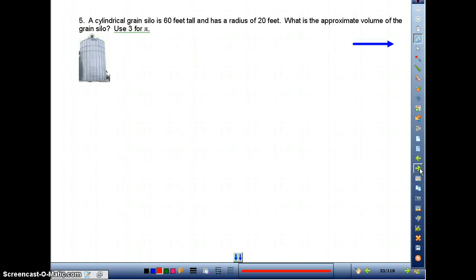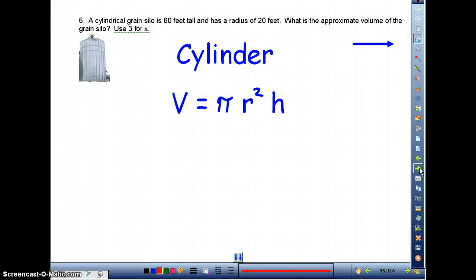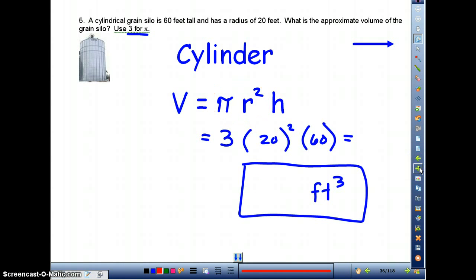Number 5, a cylindrical grain silo is 60 feet tall and has a radius of 20 feet. What's the approximate volume of the grain silo? Use 3 for pi. Name the shape. Okay, now I need a volume formula. Go look for the volume formula. On the formula chart it says V equals capital B times H, where B is the area of the base. The base is a circle, so it's pi radius squared. Plug in what you know and solve for what you don't.